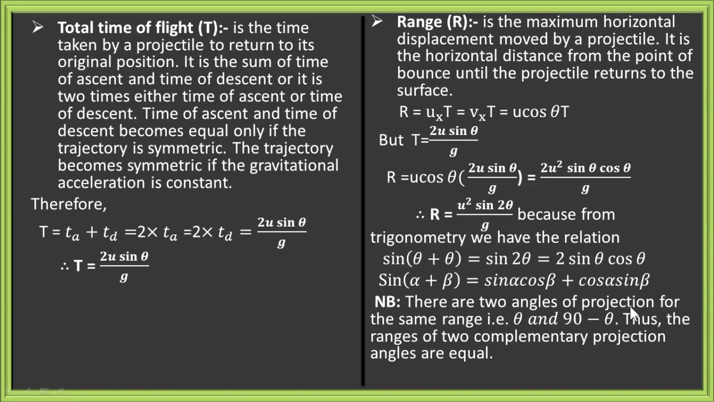There are 2 angles of projection for the same range, that is theta and 90 minus theta. Thus, the ranges of 2 complementary projection angles are equal. Do you know what it means? 37 degrees and 53 degrees are complementary angles. Their sum is 90 degrees. Sin 37 degrees is 0.6, cos 53 degrees is 0.6, the same thing. So if we use 37 degrees or 53 degrees, it is the same.